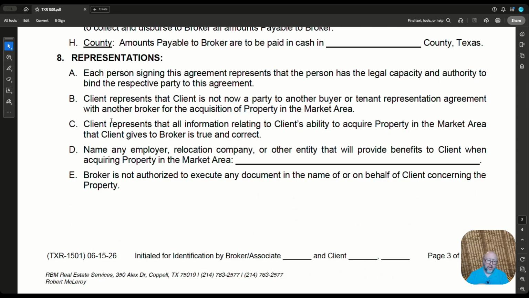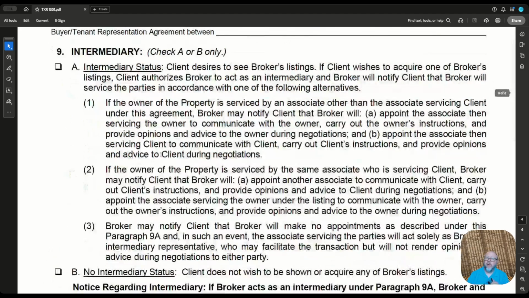So the deal there is when we are representing clients, we are doing so in a special capacity. We don't execute documents on our client's behalf. We can negotiate deals, but it's up to them to execute. Right? So clients just need to know that from the jump.